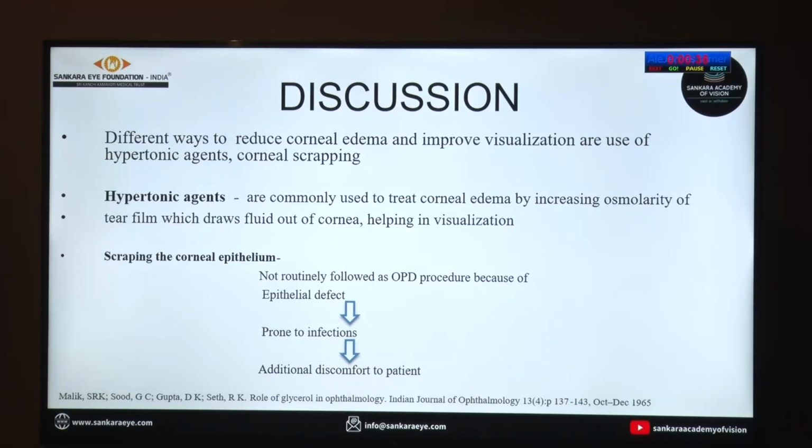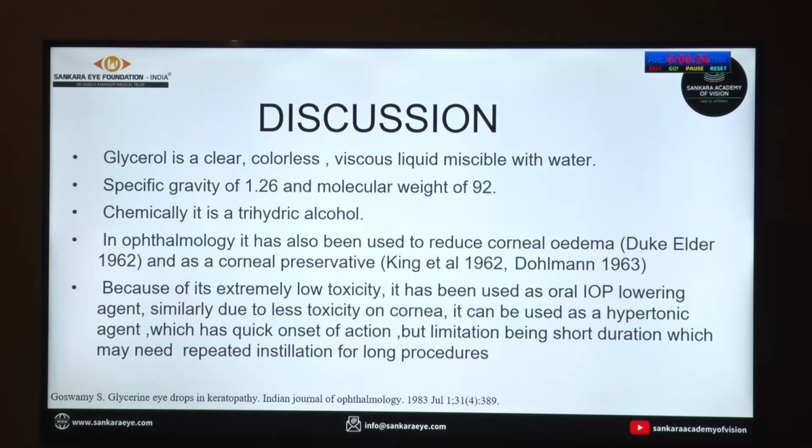Coming to the discussion, hypertonic agents usually increase the osmolarity of the tear and draw fluid out of the cornea. Scraping of the corneal epithelium can also be done, but it can cause infection. Glycerol is a clear liquid with a specific gravity of 1.26 and a molecular weight of 92, a trihydric alcohol. Previously, it was used just to reduce corneal edema in cases of bullous keratopathy. But in our studies, we found we can use it for diagnostic and treatment purposes.